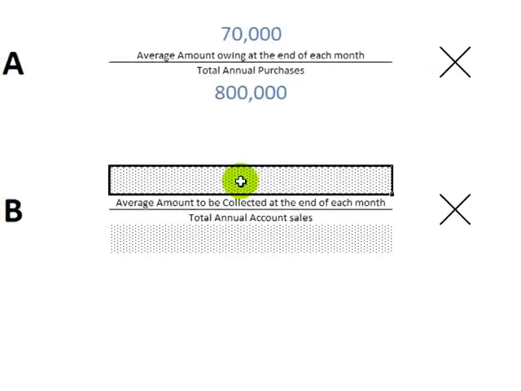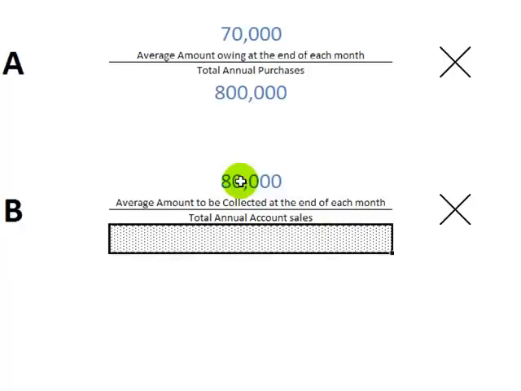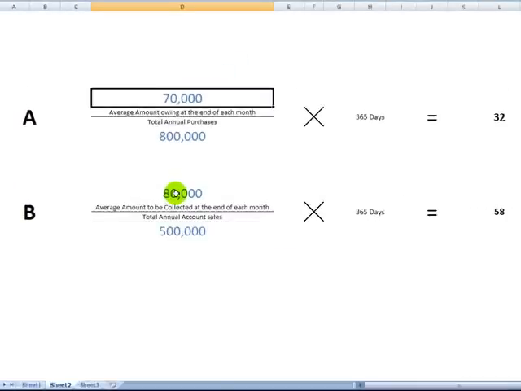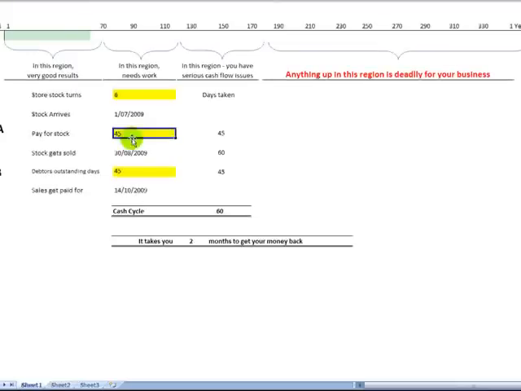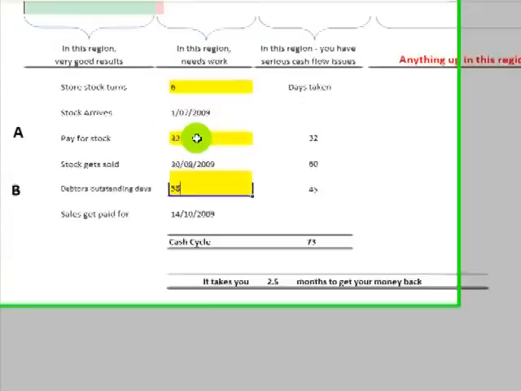And the next one, let's say $80,000 is the average amount to be collected at the end of each month. How much money you've still got to collect. And the annual account sales, $500,000. And that gives us a number of 58. So we're 32 and 58. We'll go back over to sheet 1. We'll key 32 into that one, 58 into that one.